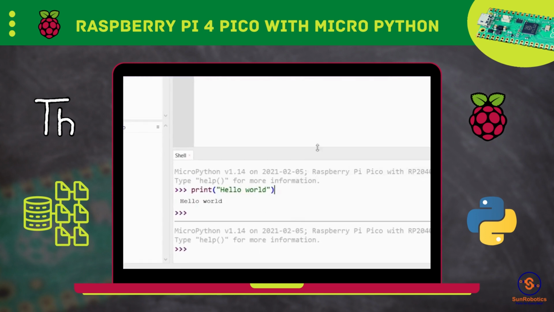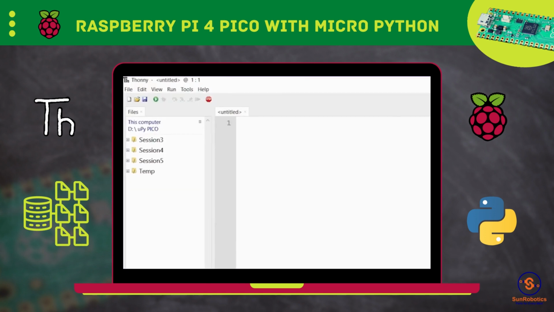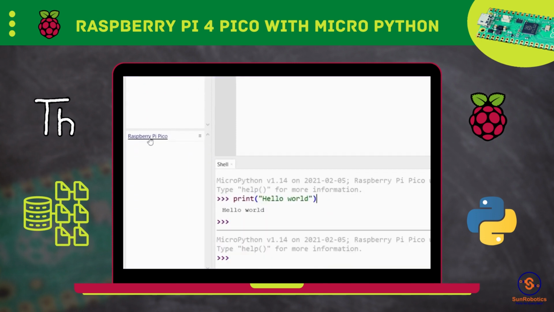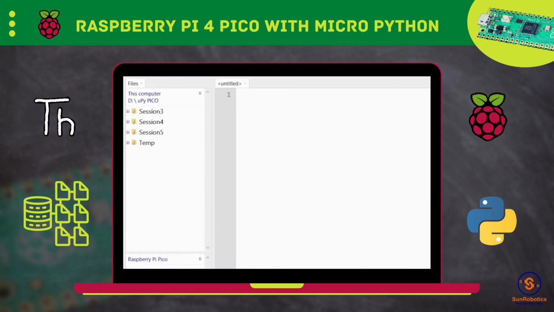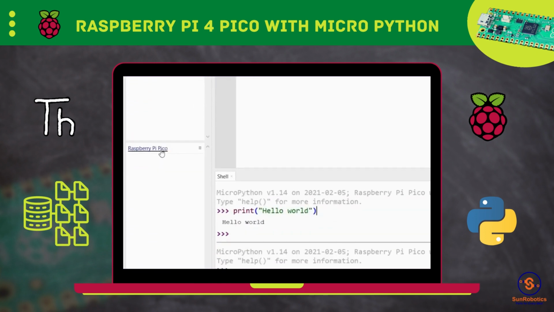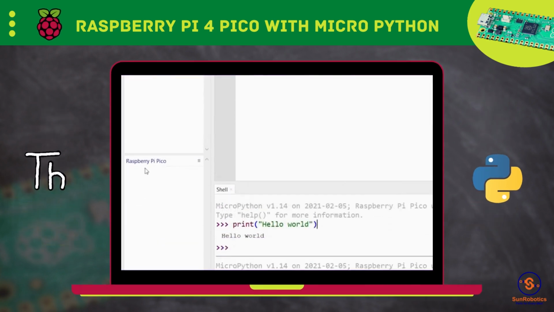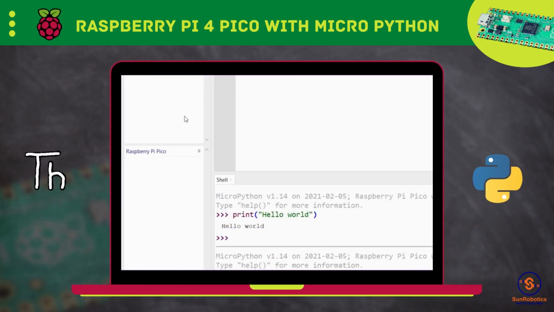In the last video we tested something called print hello world. Now we will be discussing the file system of Raspberry Pi Pico and how it is loaded in Thonny IDE. You can find under Files it is showing This computer and Raspberry Pi Pico. This computer means we can access all the folders available in the computer, and Raspberry Pi Pico means here we can access the files on the Raspberry Pi Pico. Now let's see the Raspberry Pi Pico over here.